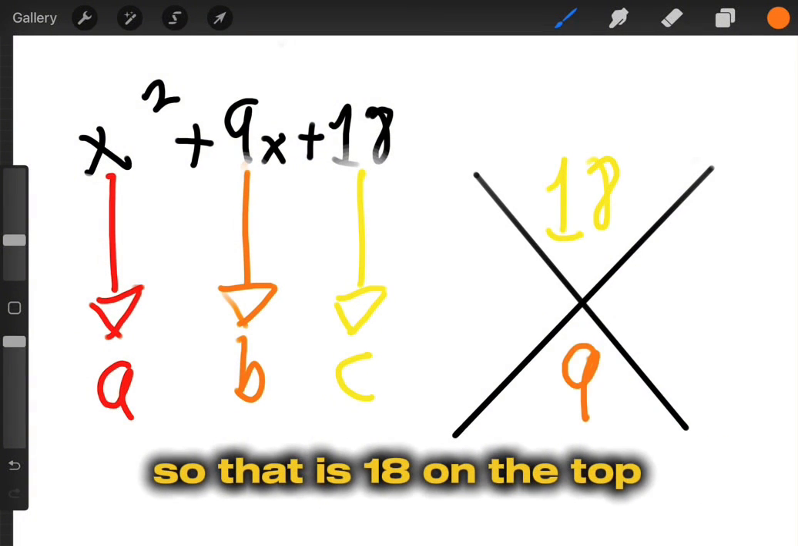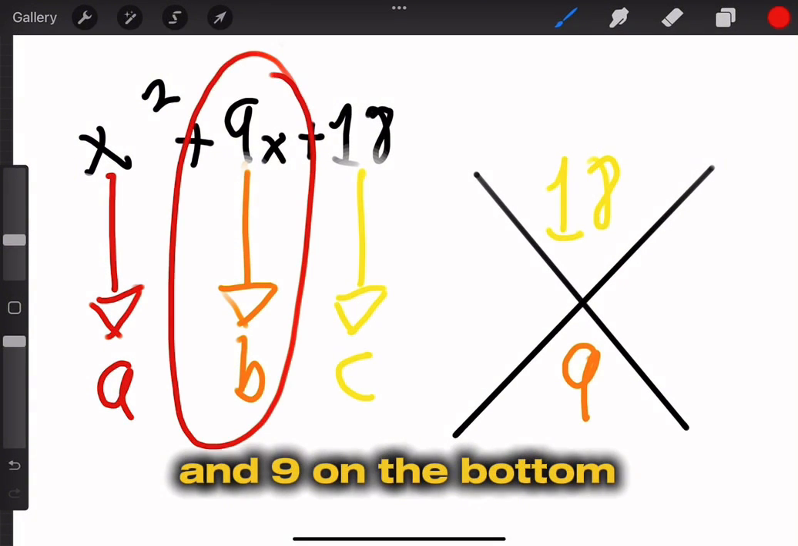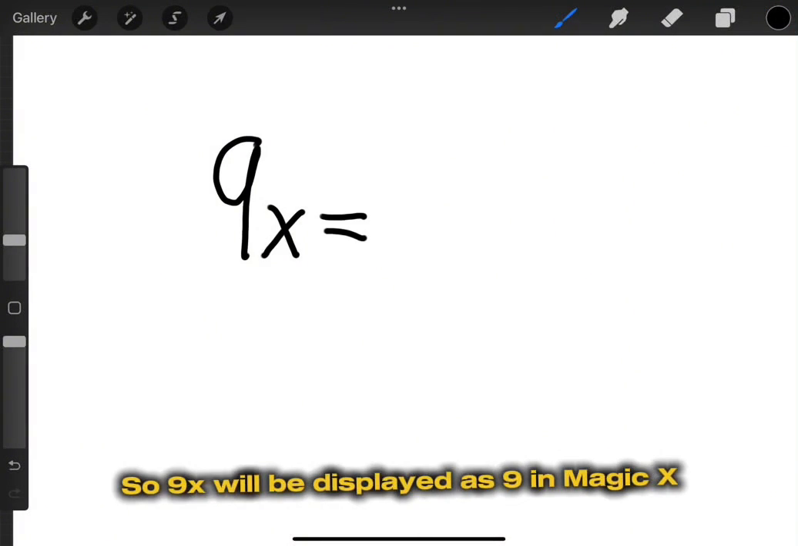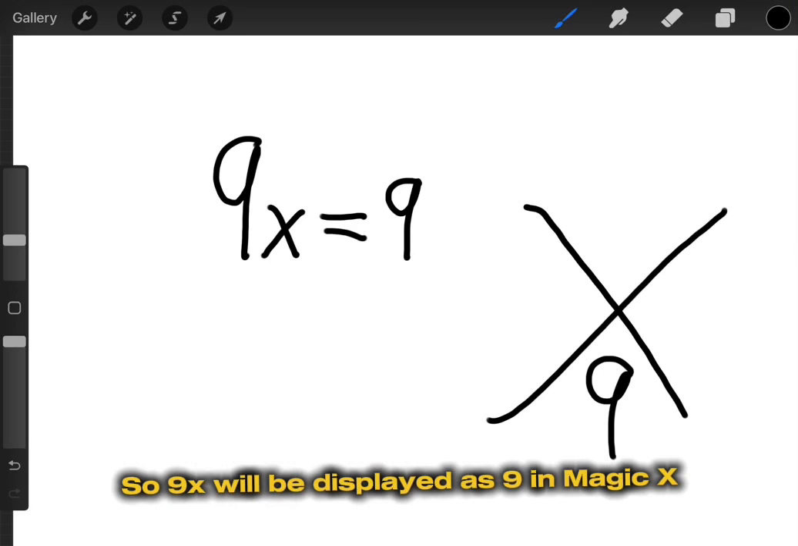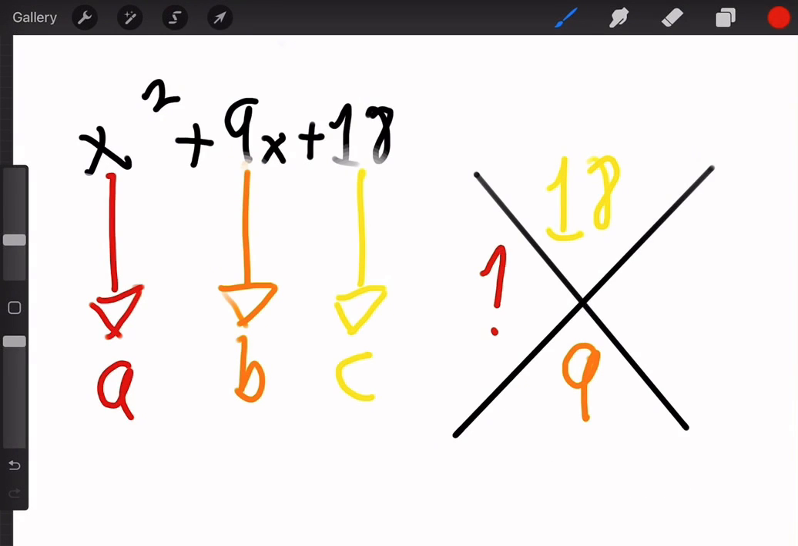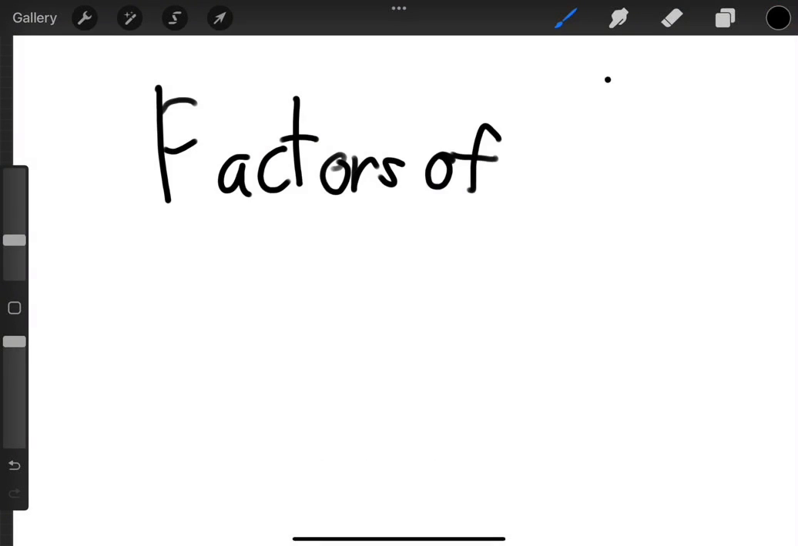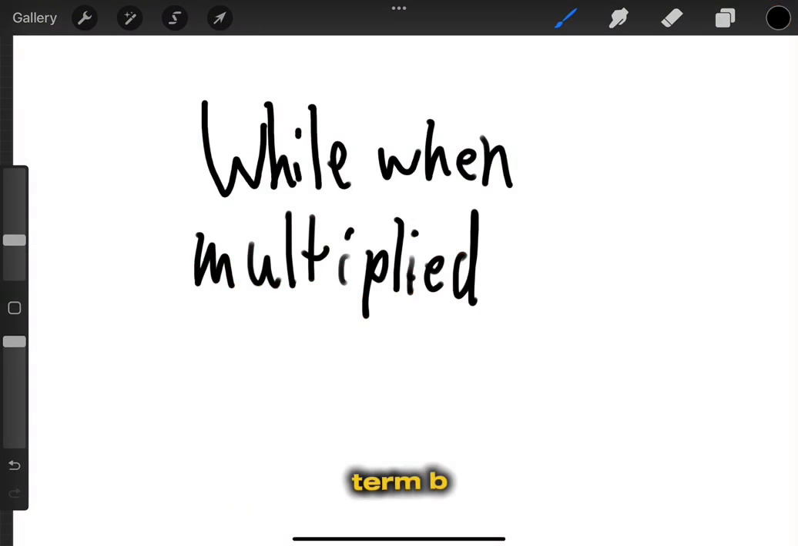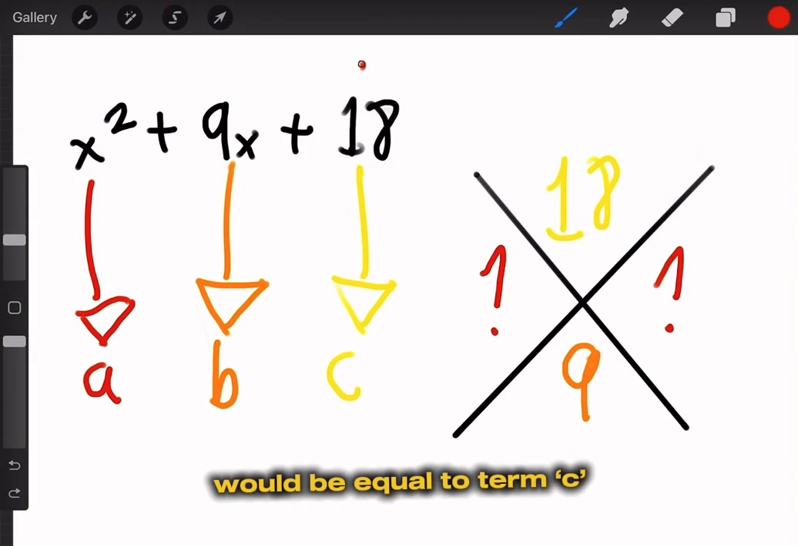So that is 18 on the top and 9 on the bottom. For the term b, we don't include the letter anymore, so 9x would be displayed as 9 in magic x. To fill in the last two spaces, we need factors of the term c which, when added, would equal term b, while when multiplied would be equal to term c.